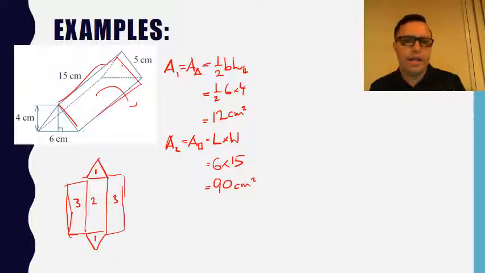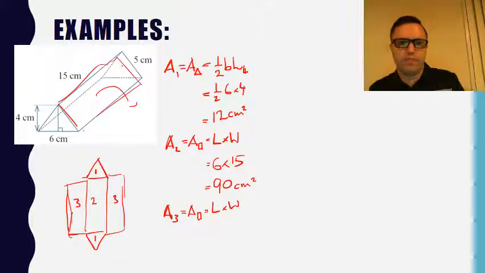Yes. And then area 3 are these side pieces. So that's also the area of a rectangle, which is length times width, which is 15 times 5, which is equal to 75 centimeters squared.